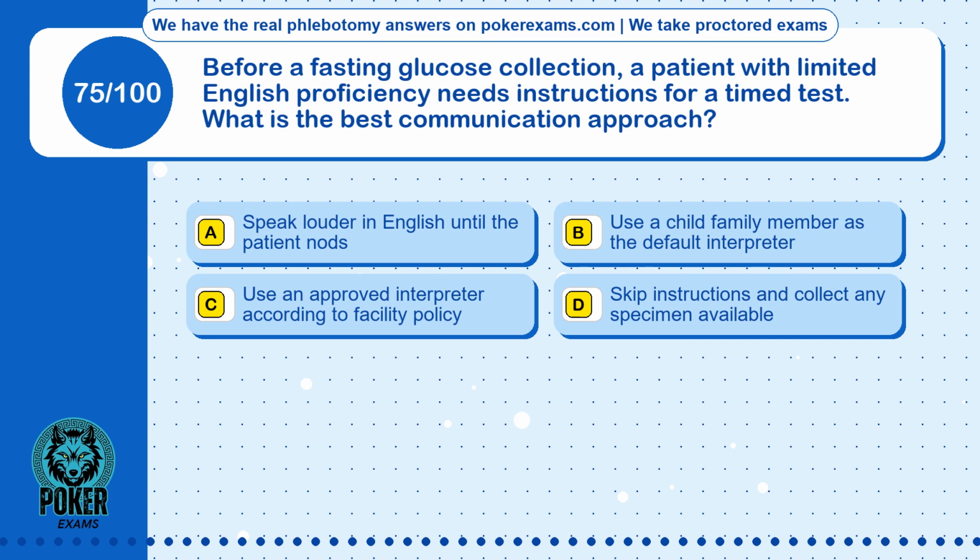Question 75. Before a fasting glucose collection, a patient with limited English proficiency needs instructions for a time test. What is the best communication approach? Option A. Speak louder in English until the patient nods. Option B. Use a child family member as the default interpreter. Option C. Use an approved interpreter according to facility policy. Option D. Skip instructions and collect any specimen available.